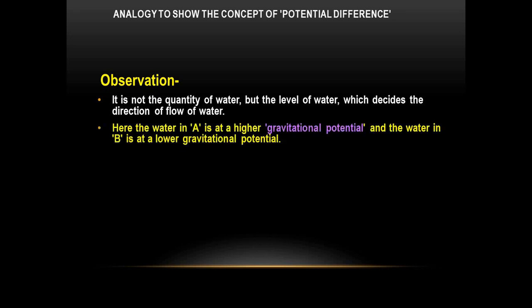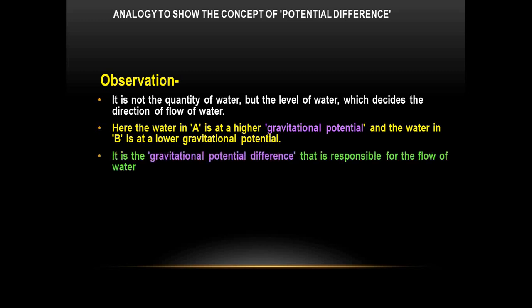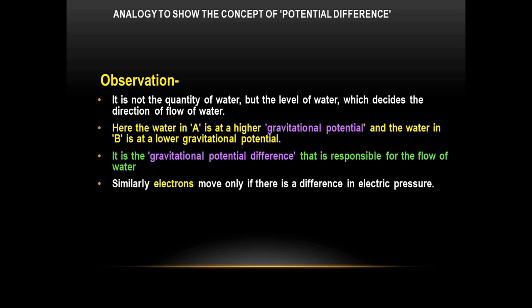And here the water in A is at higher gravitational potential and the water in B is at a lower potential. That means the level of water in A is higher than the level of water in B. That difference is known as the gravitational potential difference, and it is the gravitational potential difference that is responsible for the flow of water. Similarly, electrons move only if there is a difference in electric pressure, and electric pressure is called electric potential difference along the conductor.